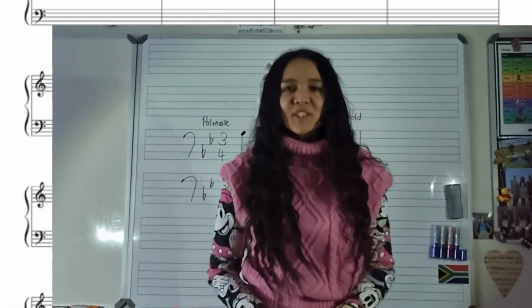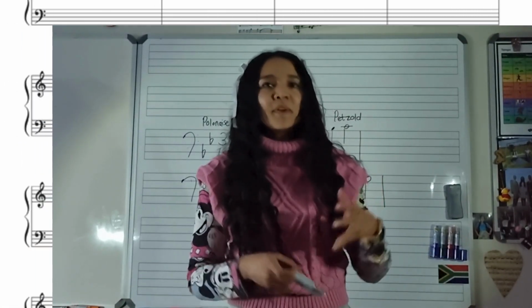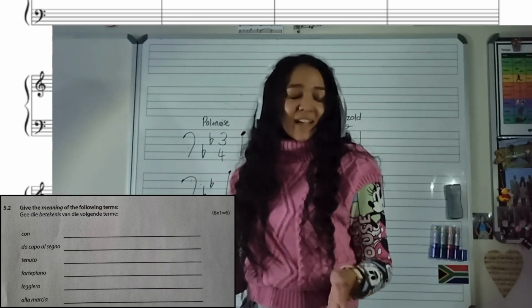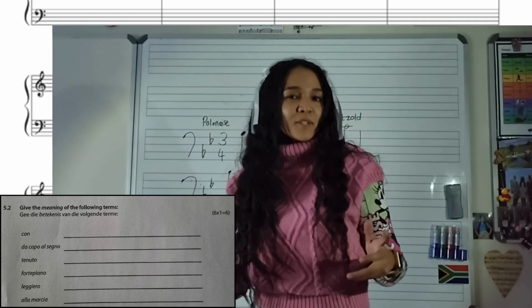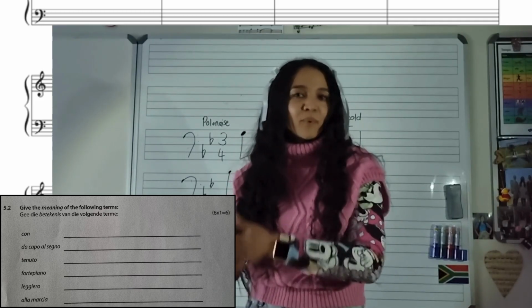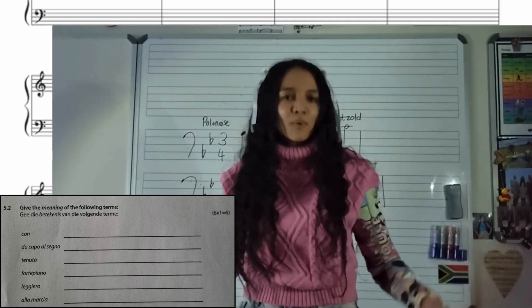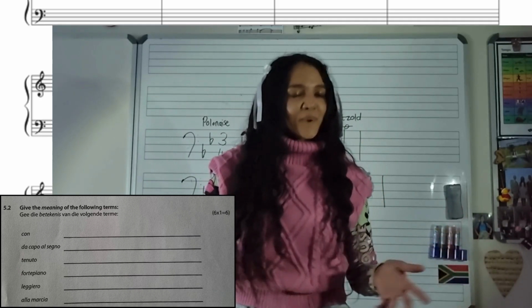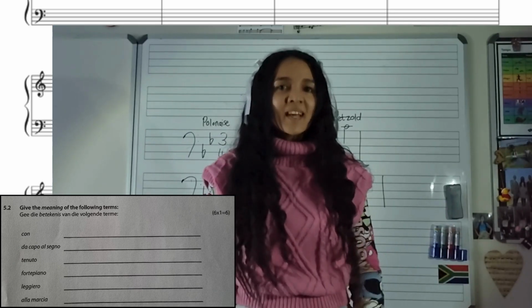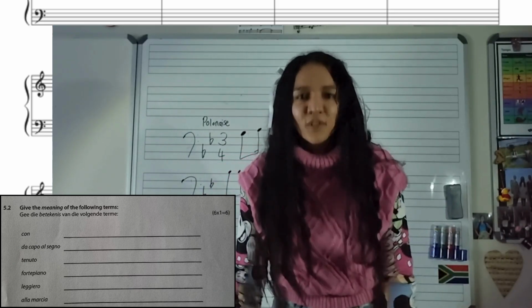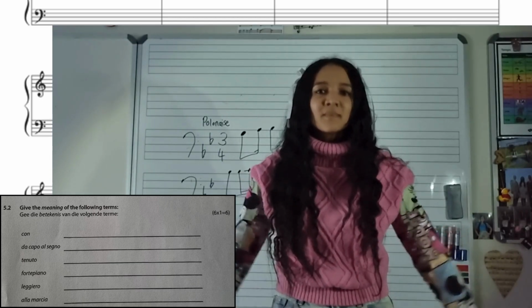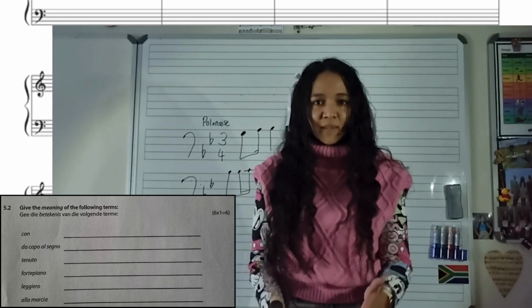Our very last question is question 5.2, and here we are asked to give the meaning of terms. So in this paper you will most likely only get grade 2 terms, but please do catch up and brush up on your pre-grade 1 as well as grade 1 terms before you go into your UNISA exam. Because they can ask you anything and you never know when they decide to change up the papers, and it is good knowledge and good practice for you to be able to recall all your musical terms and signs that you have done before, up to and including now.